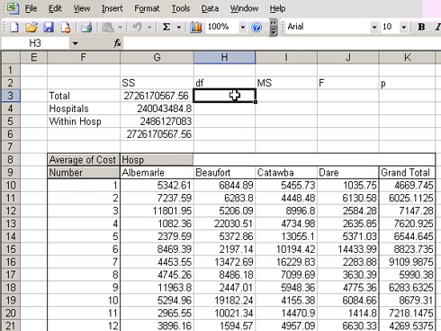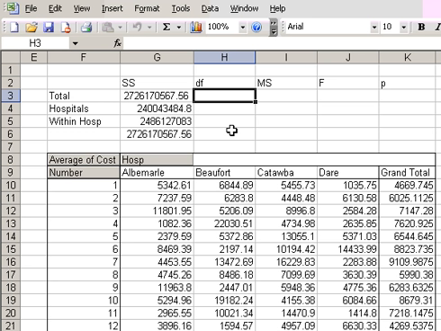Now that we have calculated the total sums of squares, the sums of squares due to hospitals, and the sums of squares within hospitals, we can move to the completion of the analysis of variance. The next step in the completion of the analysis of variance is to fill in the degrees of freedom for each of the three separate categories.